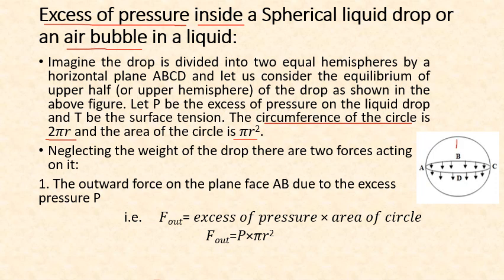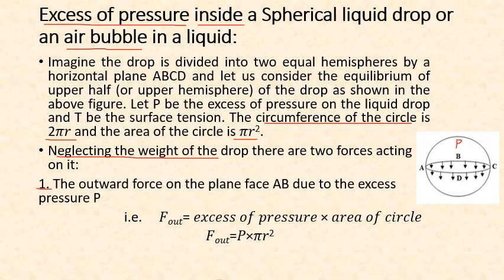Let P be the excess pressure inside the liquid drop. Now we will neglect the weight of the drop, that is, we will neglect the impact of gravitational force on this liquid drop. If we neglect the gravitational force, there are only two types of forces left: one, pressure exerted from inside the bubble on the surface, and second, pressure exerted by the surroundings onto the surface. So totally there are two forces.